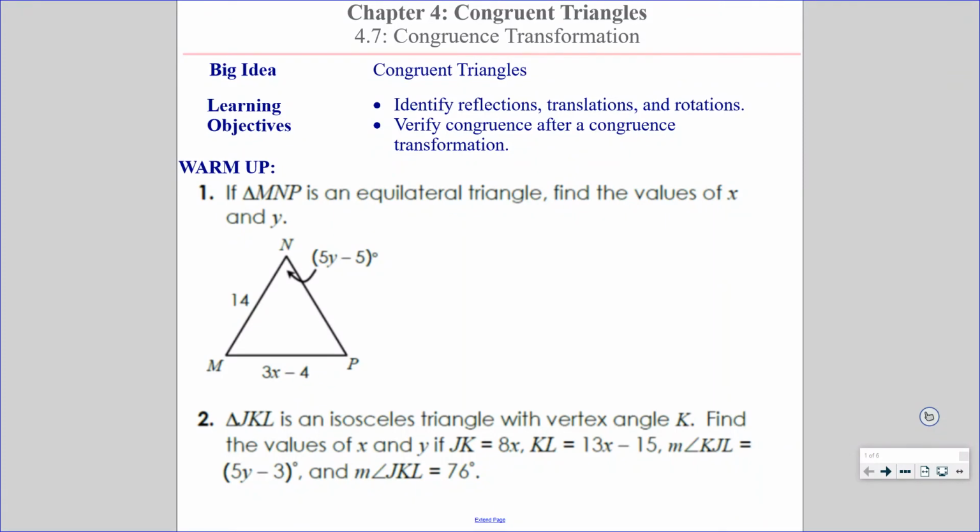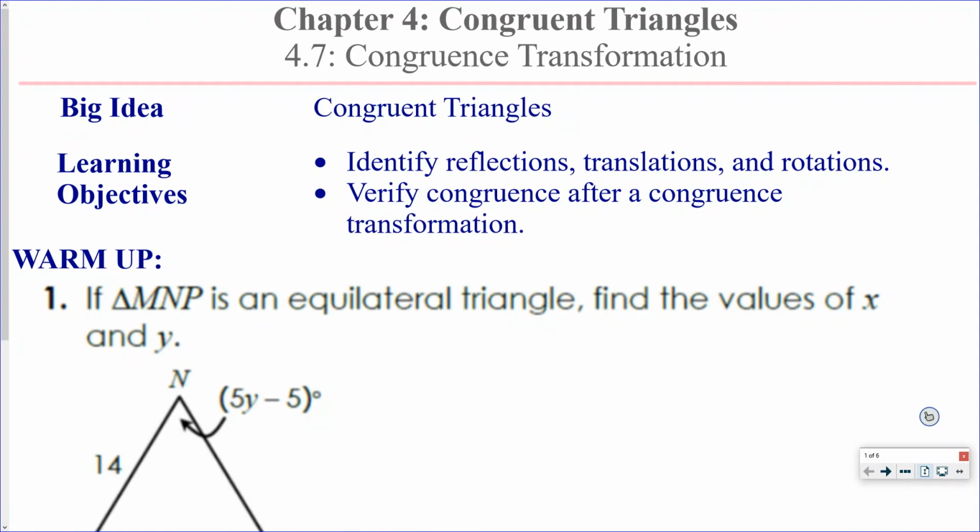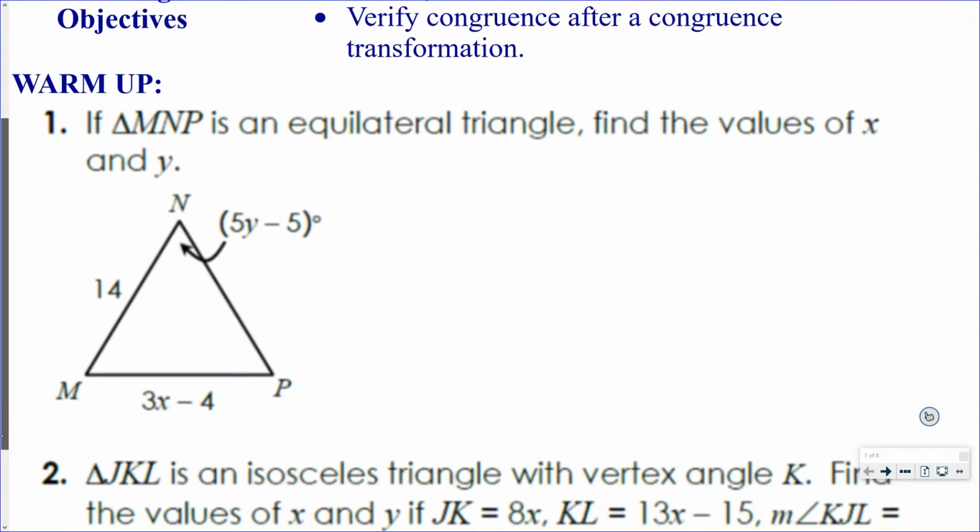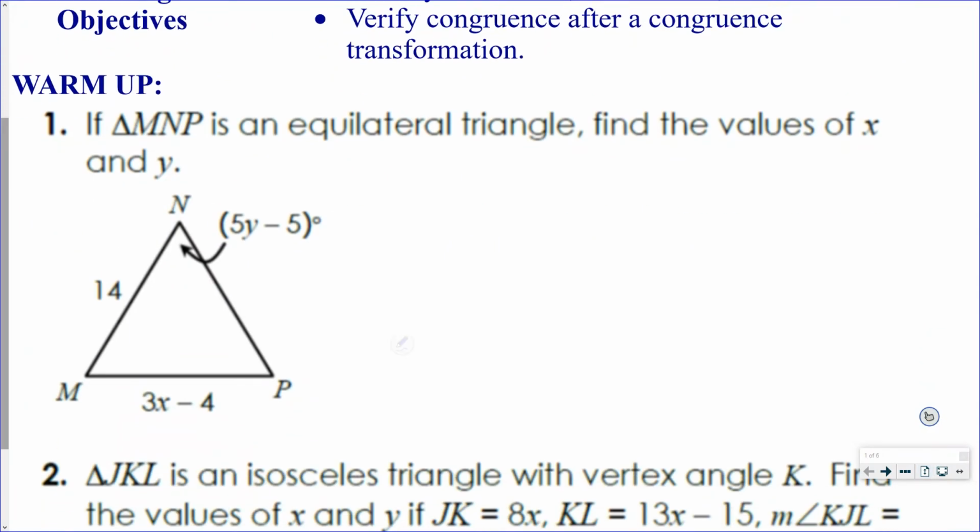If you're still working, keep working. I'm just going to start with number one, because I feel like it's a pretty simple one. But if you're still working on number two, keep on keeping on. All right, number one says, if triangle MNP is an equilateral triangle, find the values of x and y.